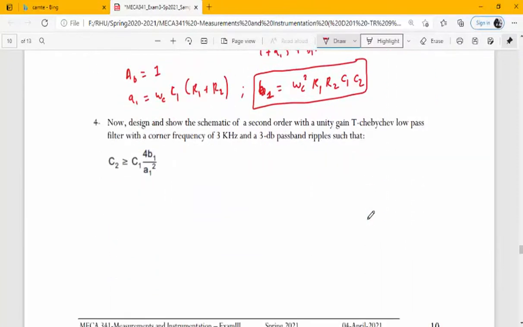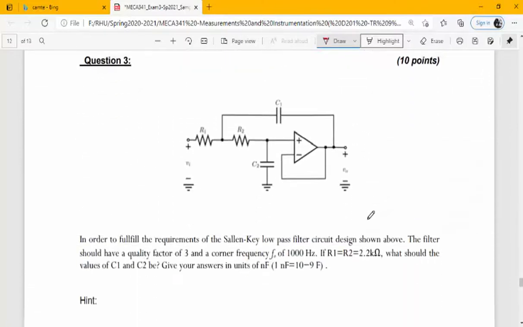Now we are asked to design and show a schematic of a second order, unity gain Sallen-Key Chebyshev low pass filter with a corner frequency of 3 kHz and 3 decibel passband ripples, such that C2 is greater than or equal to C1 times 4 B1 over A1 squared. Because we need a second order Chebyshev low pass filter with 3 decibel passband ripples, we need to refer to the table to determine the coefficients A1 and B1 of second order.